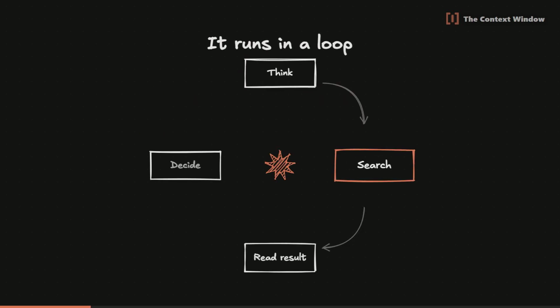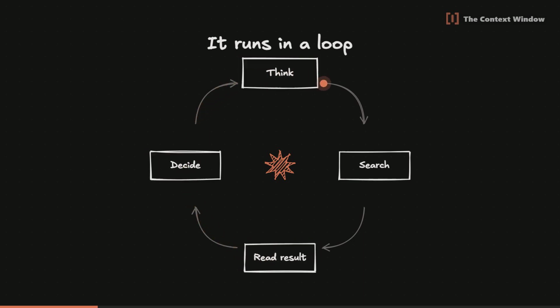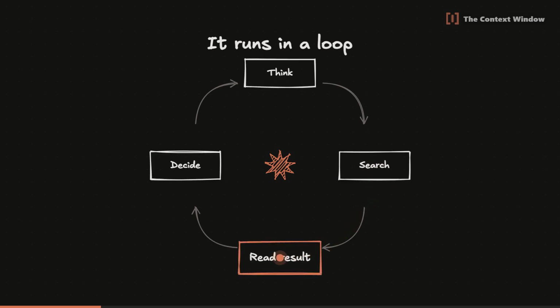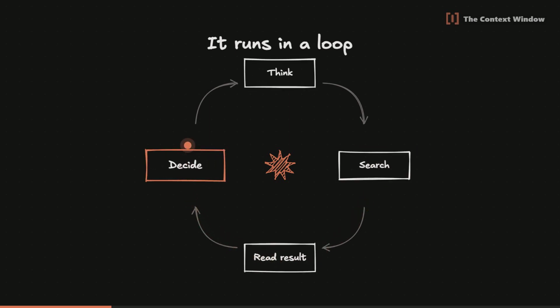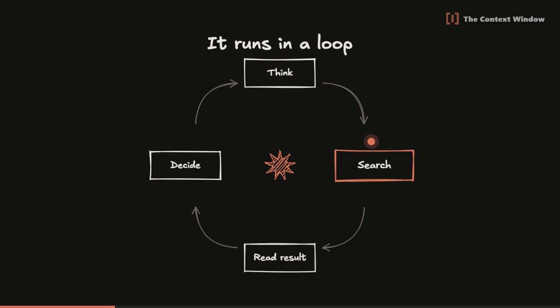So what makes this an agent instead of a chatbot? One thing, the loop. A chatbot answers once and stops. An agent runs in a circle. It thinks, it acts by calling a tool, it reads what came back, and then it decides whether it needs to go around again. It keeps looping until it genuinely has the answer, and only then does it break out.